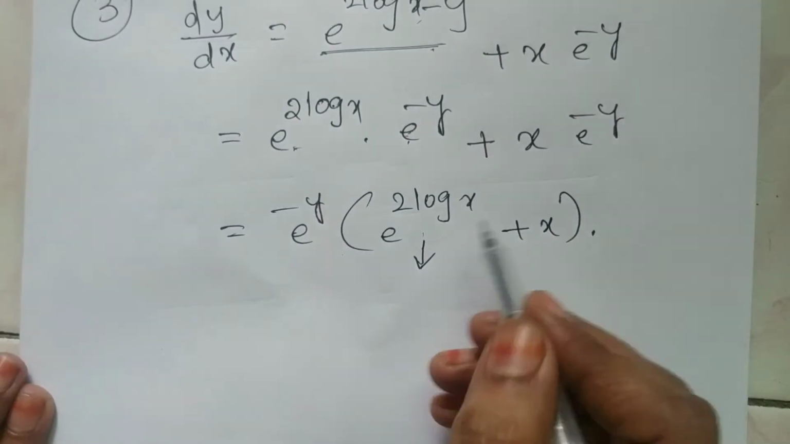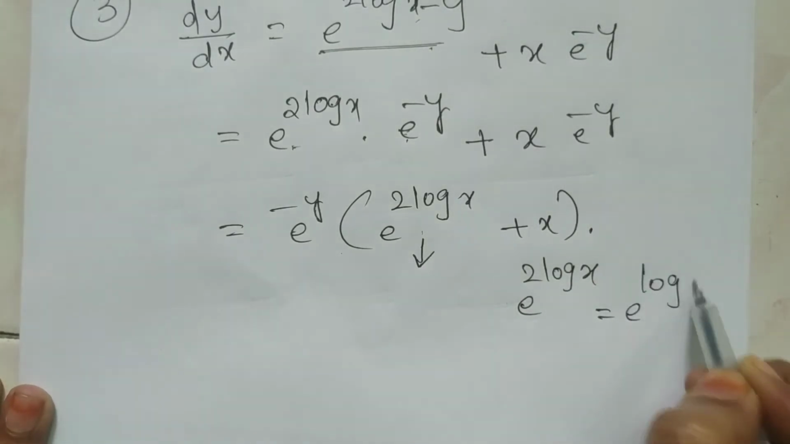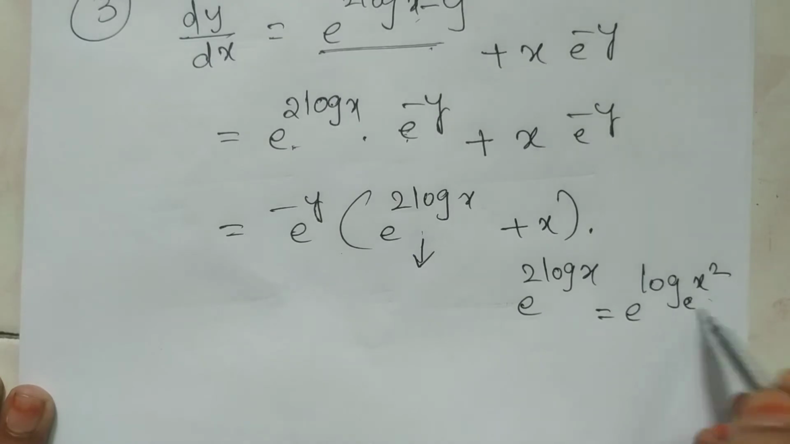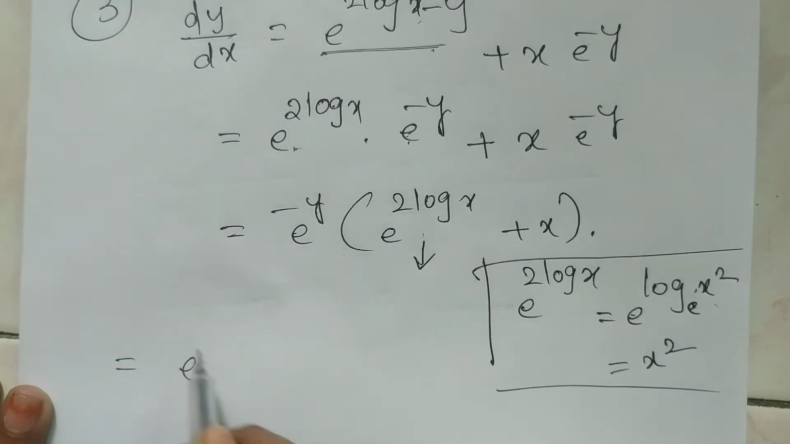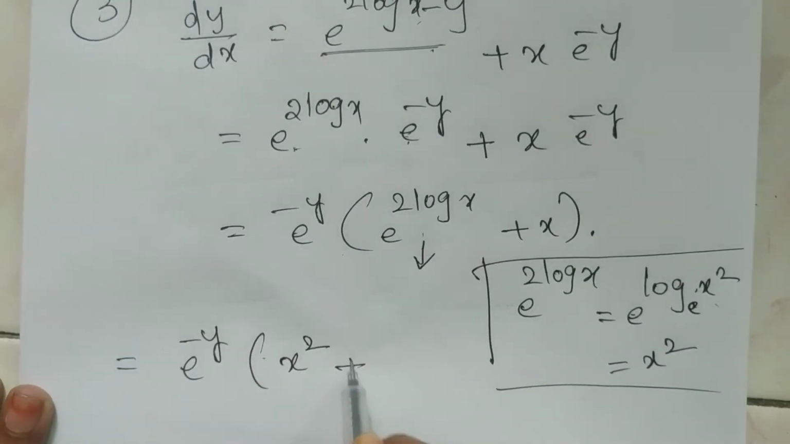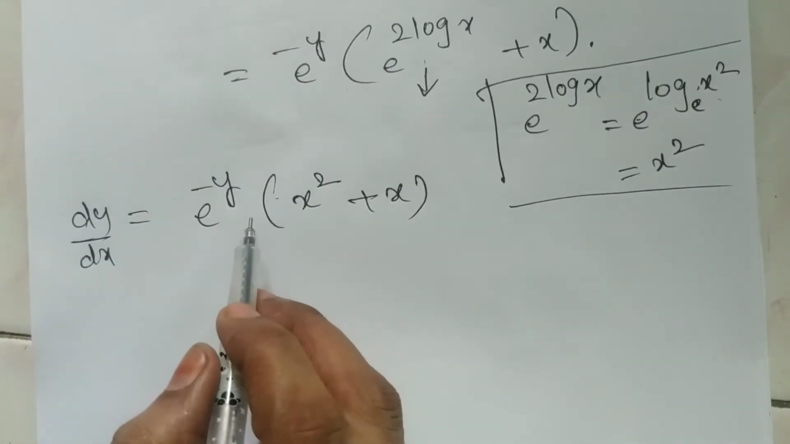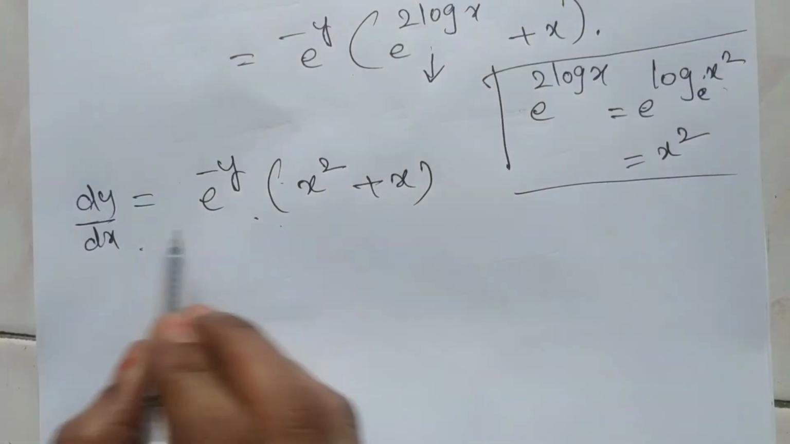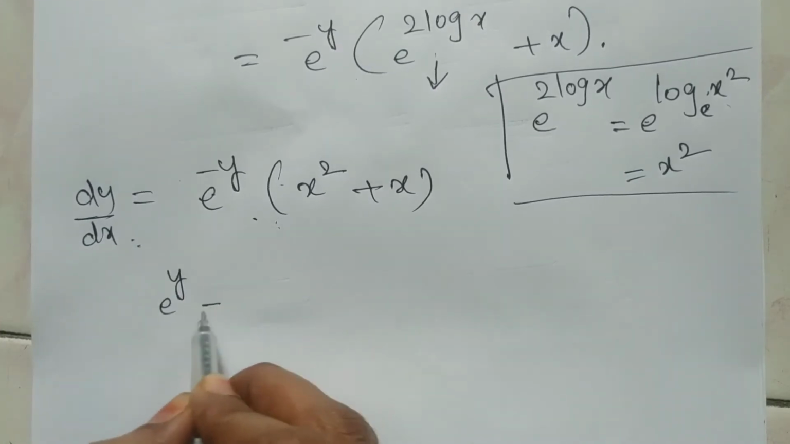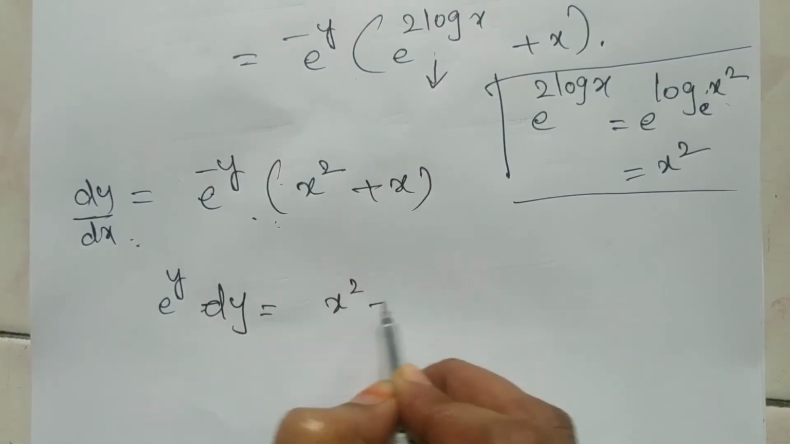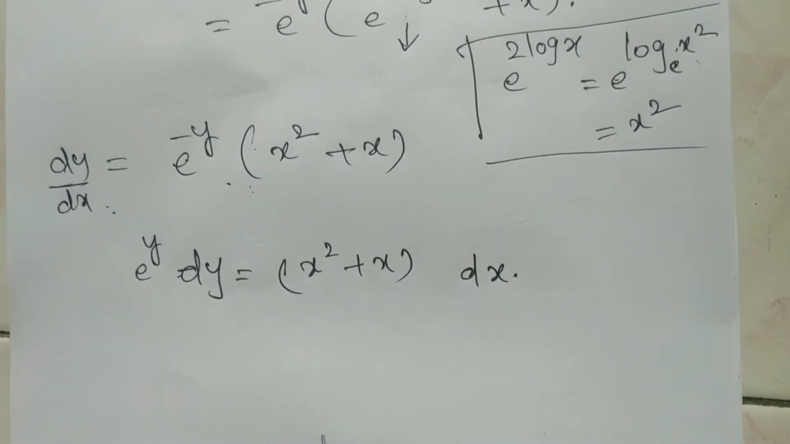So here e power 2 log x can be written as e power log x square, and e power log x square is nothing but x square. So therefore dy by dx equal to e power minus y into x square plus x. By using the variable separable method, separating the variables, e power minus y will become e power plus y dy equal to x square plus x into dx.